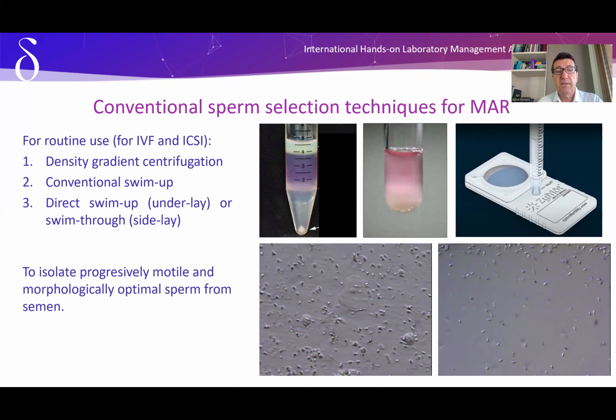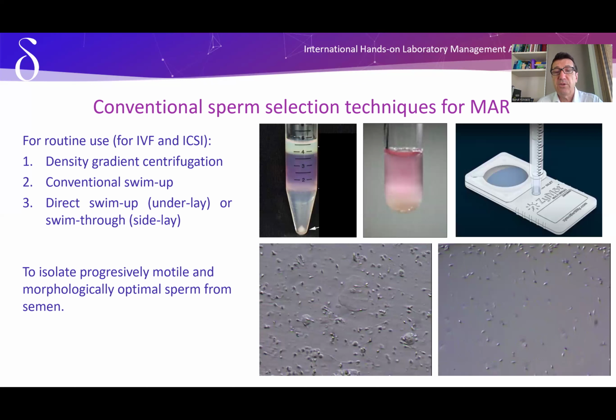So the next method is the conventional swim-up method. This method also includes centrifugation, where a small amount of ejaculate is resuspended in a sperm preparation medium. The tube is then centrifuged. The supernatant is rejected, and the pellet is overlaid with fresh culture medium, and the motile sperm are allowed to swim up in the fresh culture medium.